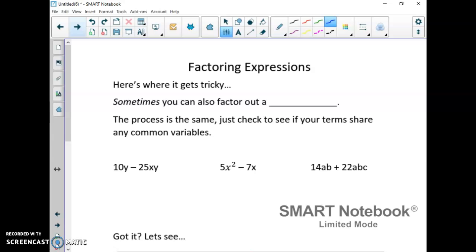So factoring expressions doesn't mean I can just factor out a number. Sometimes I can factor out a variable as well. So sometimes I can factor out a letter too. All right, but it's done the same way. Okay, so you have to make sure that both of your terms have that variable. Otherwise, you can't just factor it out. You can't just divide it by 1. You have to divide it by 2. So let's take a look at those, okay?